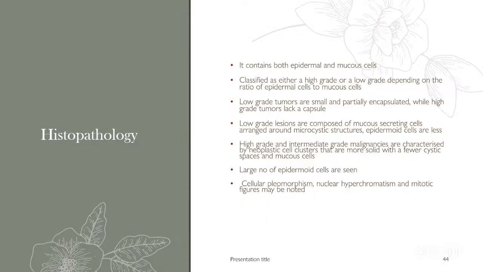Whereas high-grade and intermediate-grade lesions have fewer cystic spaces and mucus cells, and a large number of epidermoid cells are seen. And also you will find dysplastic features like cellular pleomorphism, nuclear hyperchromatism, mitotic figures, etc. in high-grade malignancy lesions.